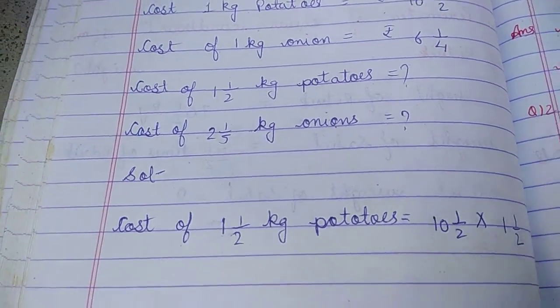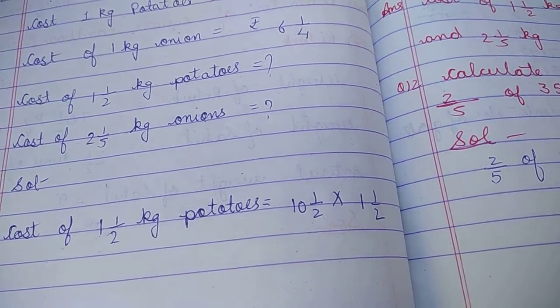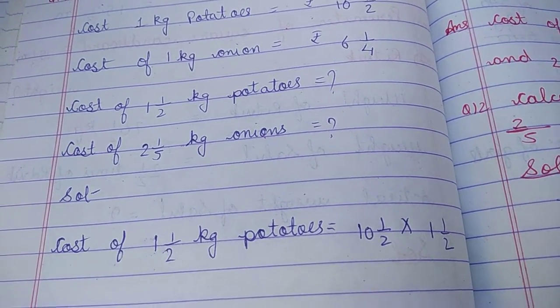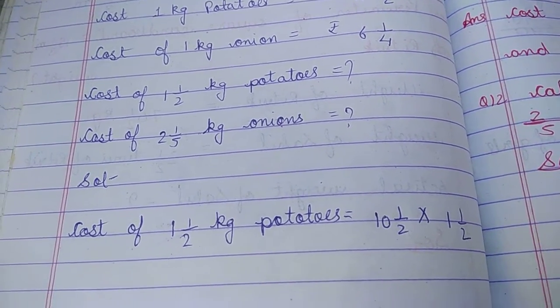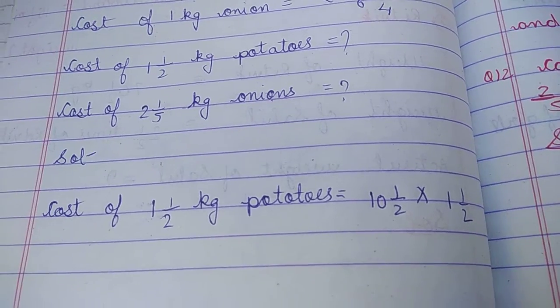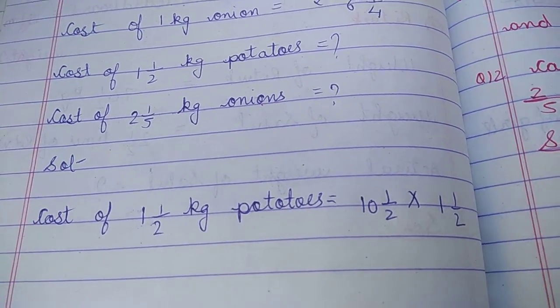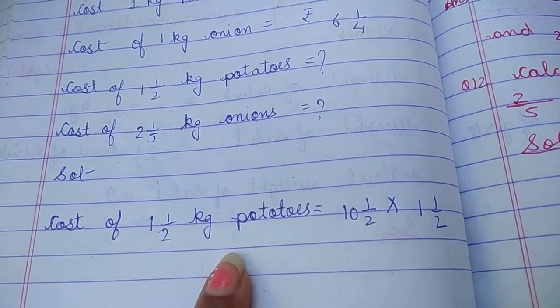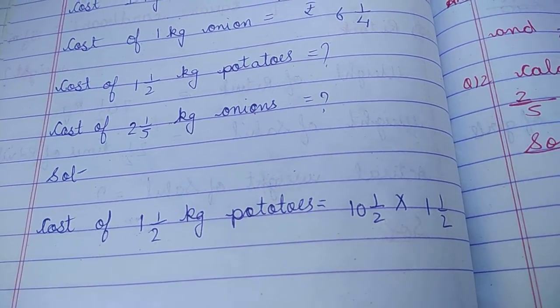So as you already know, if the cost of 1 is given and you have to find the cost of more, what do we do? We multiply. The cost of 1 kg potato was given, we have to find the cost of 1 whole 1/2 kg of potato. 1 kg is known, we have to find more kg, we will multiply.